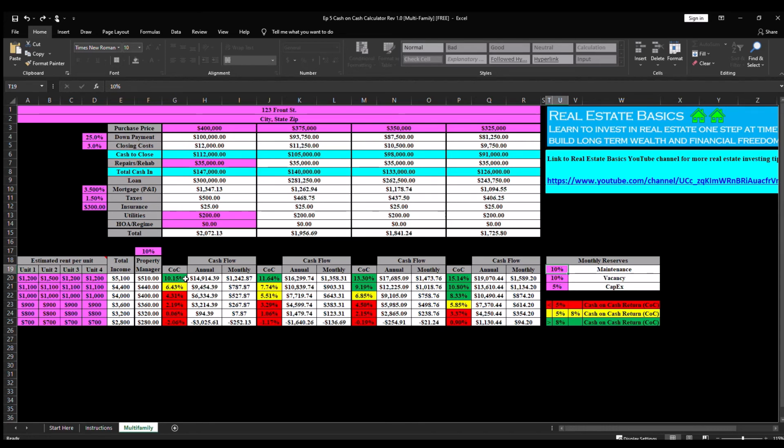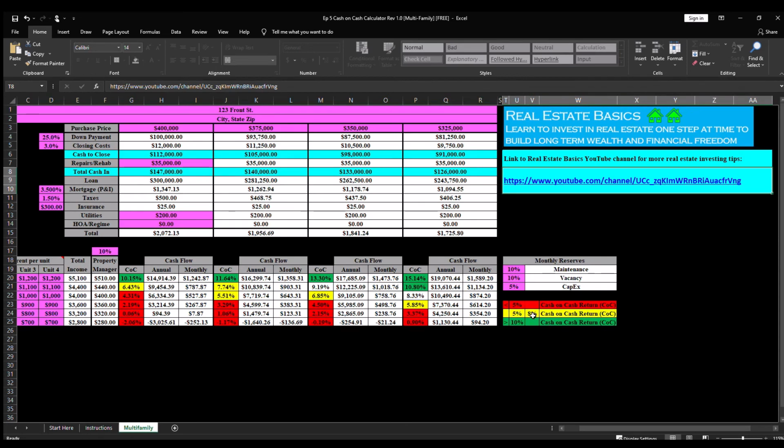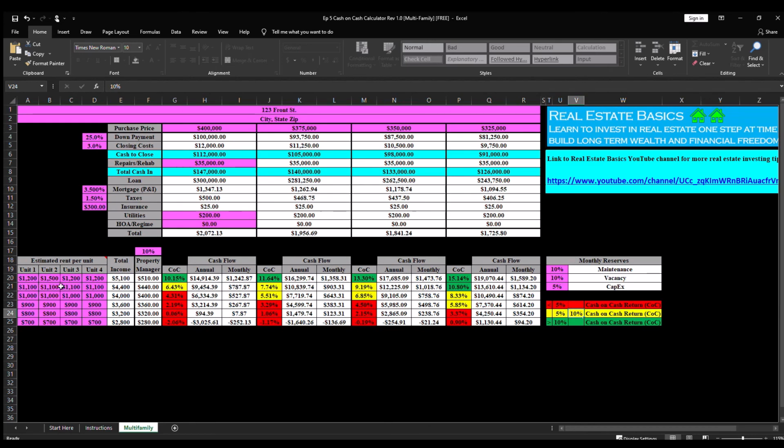Now you're wondering what these colors are. These are conditional formatting within Excel, the red, yellow, and green. You can change these if you want. Let's say you don't want to look at anything less than a 10% cash on cash return. You can change that value, and then only the cells that are above 10% will be highlighted in green. This just makes it easier to visually identify, looking at this calculator, what rental prices and what purchase prices make sense for this particular property.